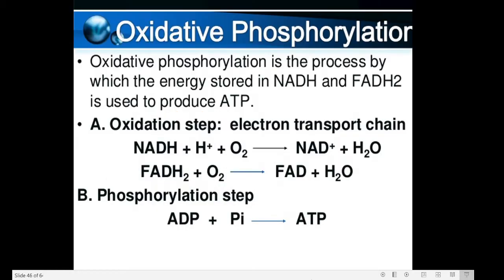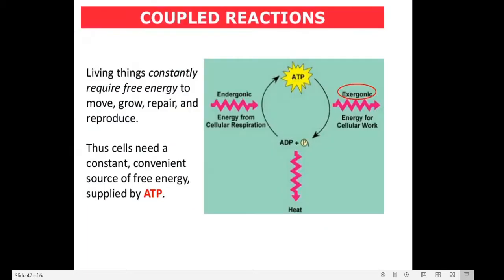In oxidative phosphorylation, in the first step, oxidation happens in the electron transport chain. Here it produces NADH plus H plus, and O2 utilization produces NAD. The NADH molecule is converted into NAD, and the FADH2 molecule is converted into FAD. In the phosphorylation step, ADP plus inorganic phosphate group forms ATP. At the end of the reaction, glucose is converted through the glycolysis pathway.